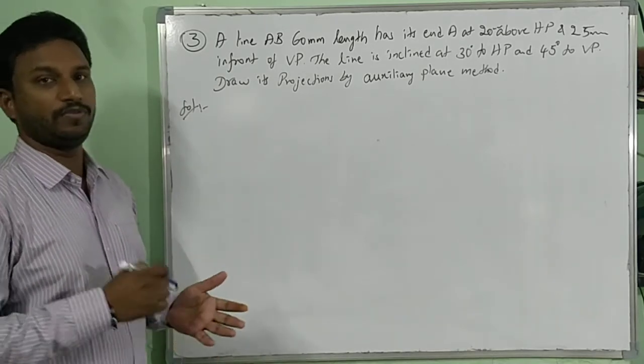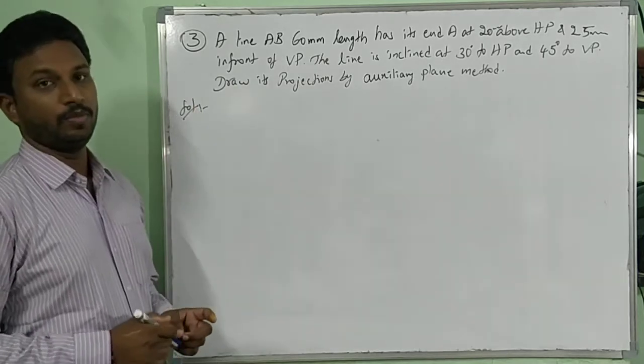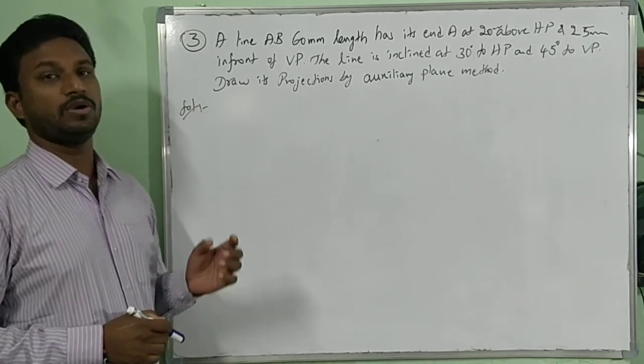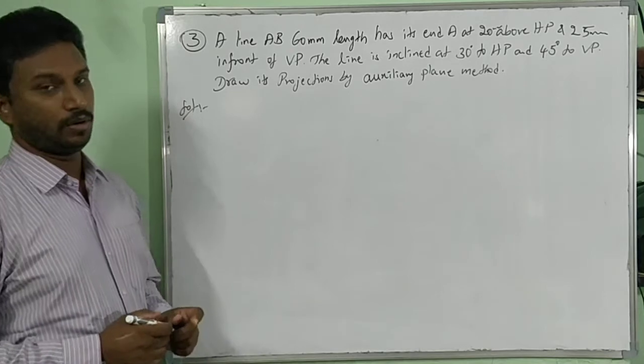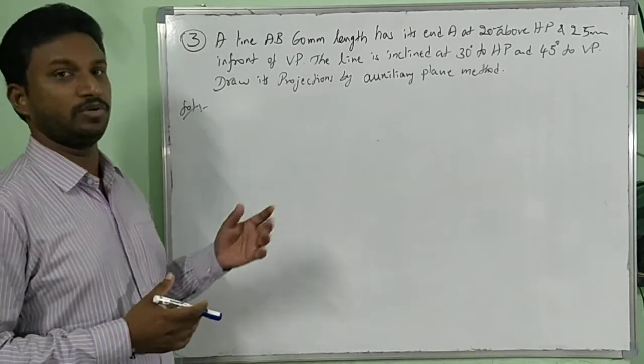We are at unit number 5, exercise number 10, problem number 3. Projections of lines using auxiliary plane method. Last two problems which we have discussed, 1 and 2, right?